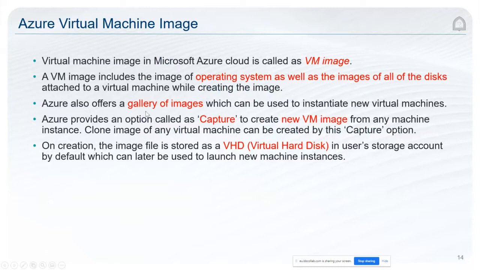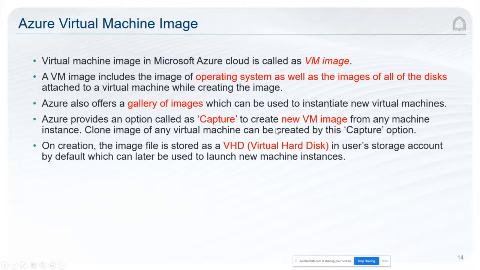For Azure, we have also for Microsoft, they have Azure Virtual Machine Image, and they call it VM image actually. And the VM image contains an image for the operating system as well as the images of all the disks attached to a virtual machine while creating the image. So also Azure offers a gallery of images, containing many images. You can instantiate any new virtual machine from them.